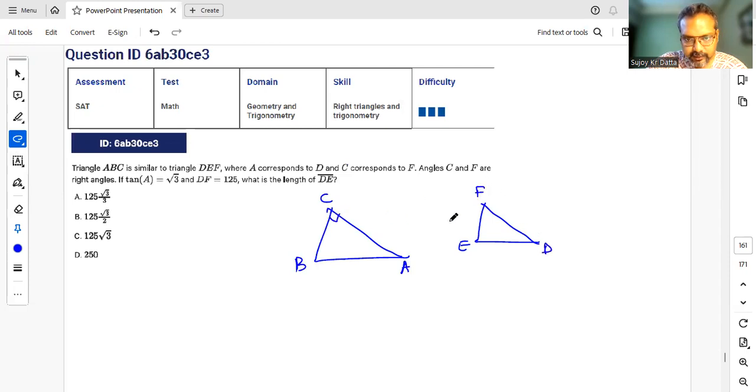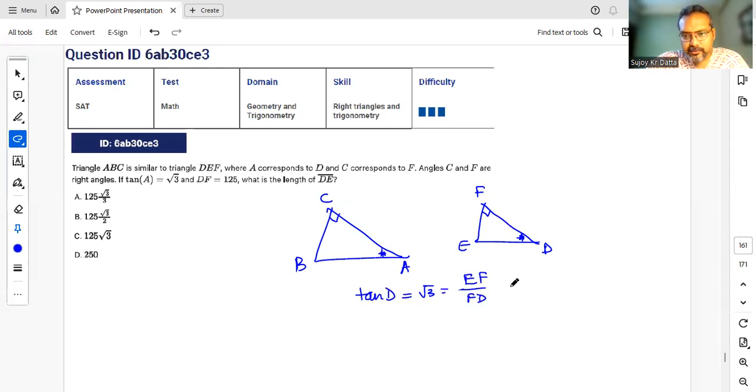All right. So that's 90 degrees, let's say. Now it's saying tan of A is root 3. So now A will be equal to D, right? So tan of A is root 3 means tan of D is also root 3. And tan of D would be opposite over adjacent, so that's EF over adjacent FD.